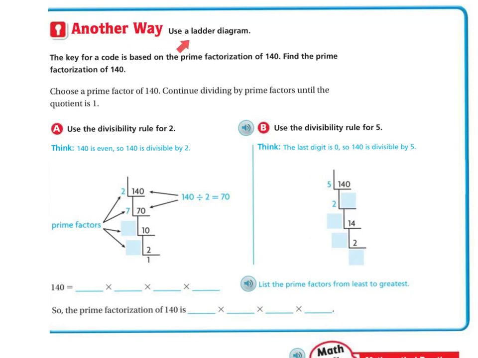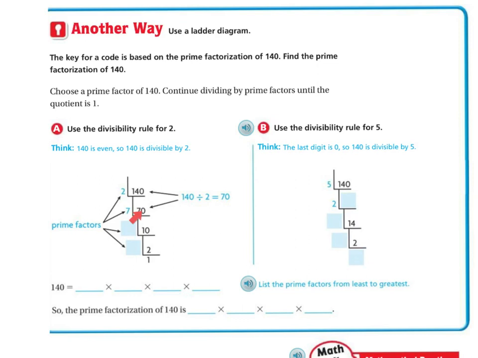Another way, we can use a ladder diagram. So the key for a code is based on the prime factorization of 140. If we find the prime factorization of 140, first we're going to choose a prime factor of 140, and then we're going to continue dividing by prime factors until the quotient is 1. So using the divisibility rule for 2, think 140 is even, so 140 divided by 2 is 70, right? So I've got my 2 there and my 7.